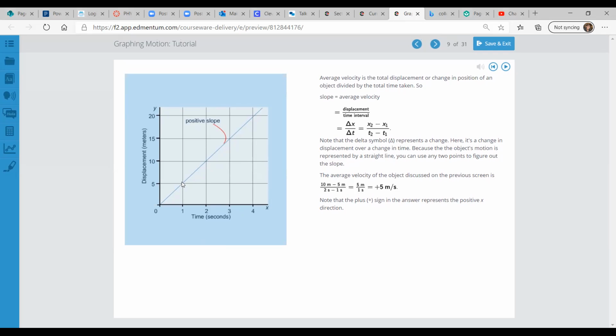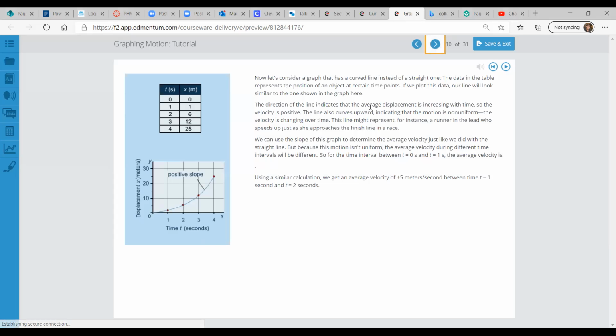Okay, and subtracting this one from that one. So that leaves us with 5 meters over 1 second, or a positive 5 meters per second. And this positive is important to include with velocity because it's a vector. Vectors need a magnitude and a direction, positive or negative. So that was an object with a straight, uniform velocity.